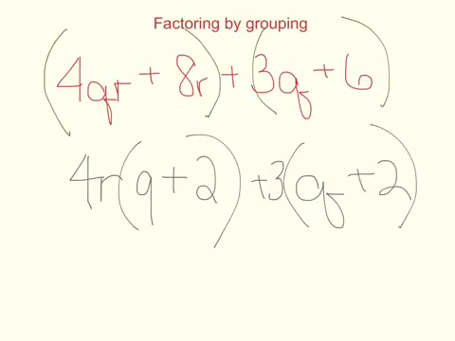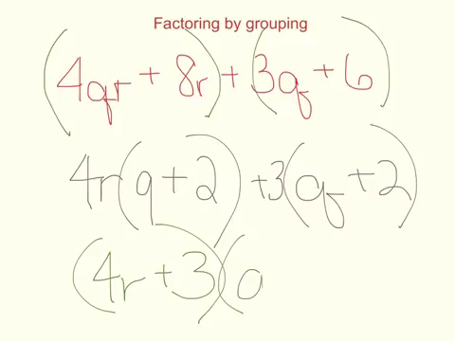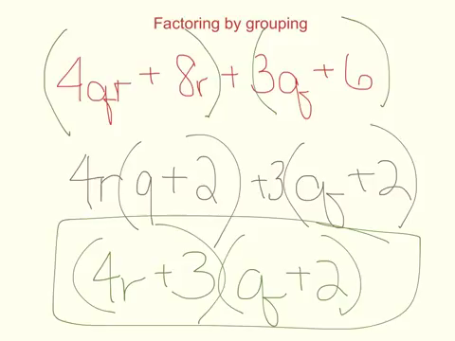So now you can notice that q plus 2 is common in both groups. So that actually becomes your greatest common factor. So what you would then do is you would have your 4r plus 3 times q plus 2, and that would be your answer for factoring the original equation. So if you can see, this is kind of doing the FOIL method backwards, because if you had the answer here, you would do the FOIL method to get the original polynomial you had.